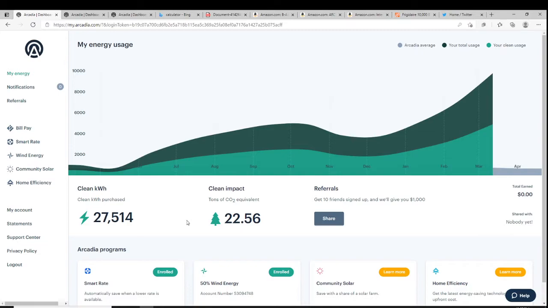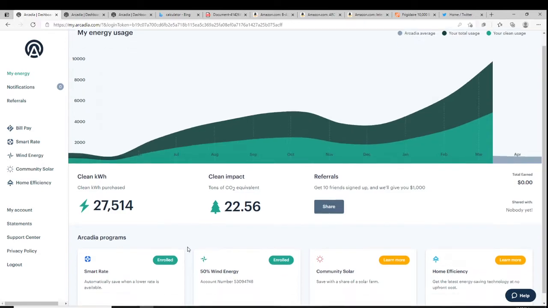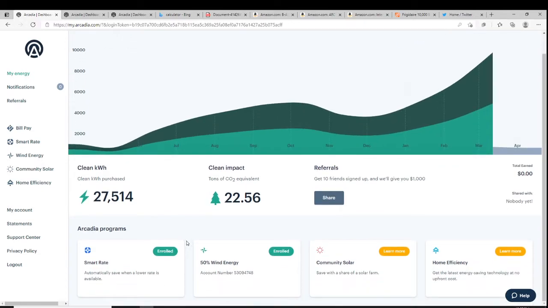I'm based out of Ohio, and I use Arcadia to help me determine my electric rate. What I mean by that is Arcadia is a third-party platform, and here in Ohio we have the ability to pick our energy supplier. So Arcadia automatically finds the lowest supply rate for me in the state and applies that to my bill. So it ensures that I'm always getting the cheapest electric possible here in the state of Ohio.